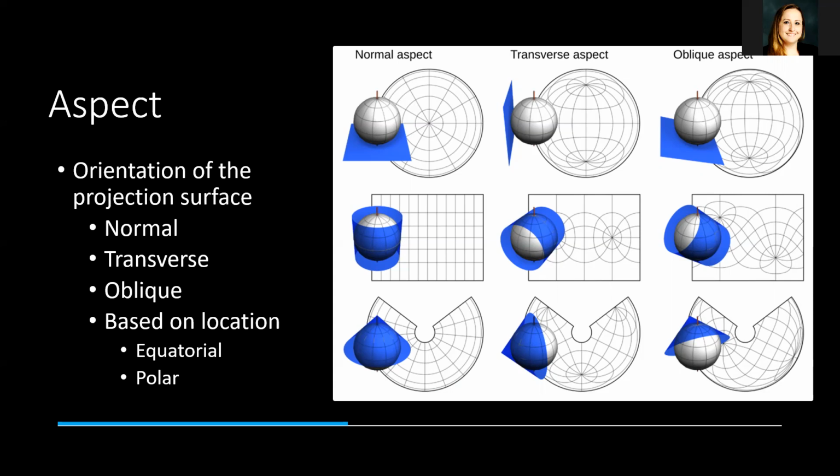I don't want to make things more complicated for you, but sometimes projections may be classified as equatorial or polar. That's because the projection is touching the globe and is most accurate at the equator or the poles. The normal aspect can be equatorial or polar, and that's because the great circle is the equator in a cylindrical projection, and it touches the poles in a planar projection. In transverse projections, it's the opposite. Cylindrical projections are polar, and planar projections are equatorial.